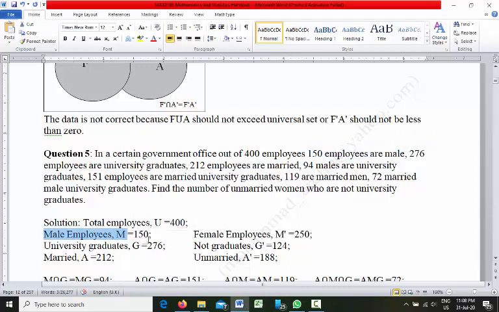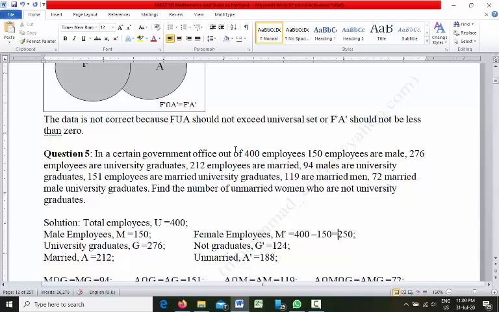So male employees, that is M, is 150. Obviously, if 150 employees are male, the remaining are female. So female employees is 400 minus 150, which is equal to 250.